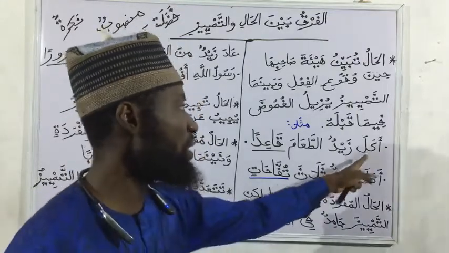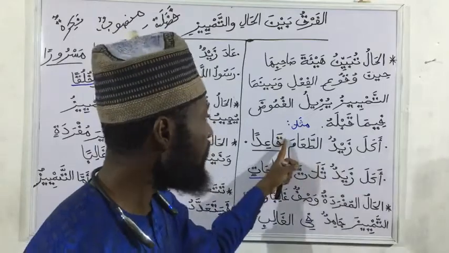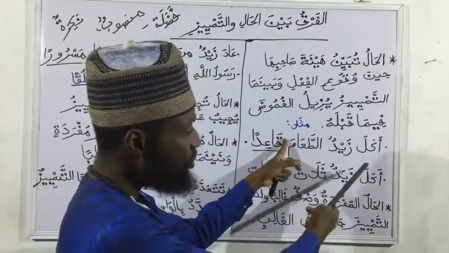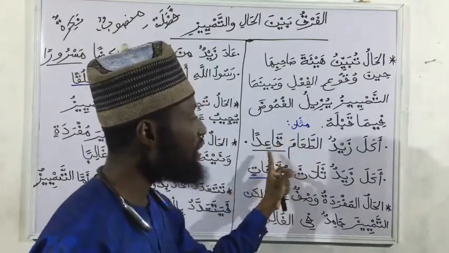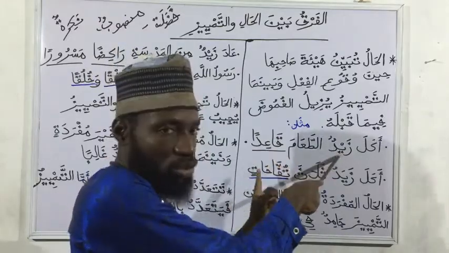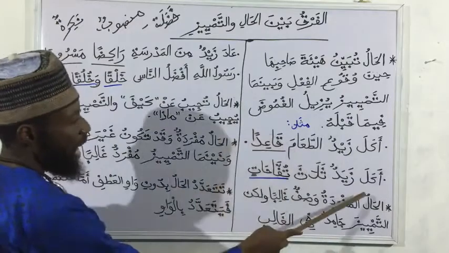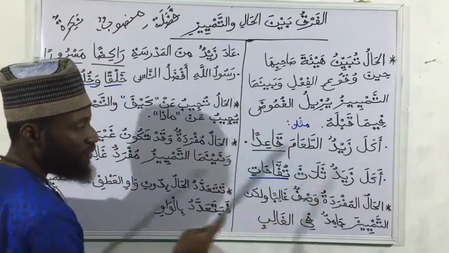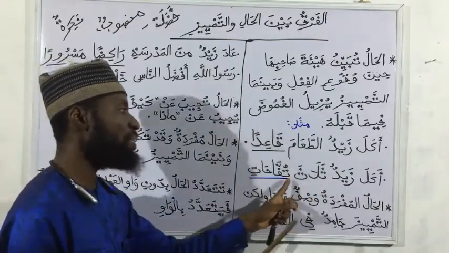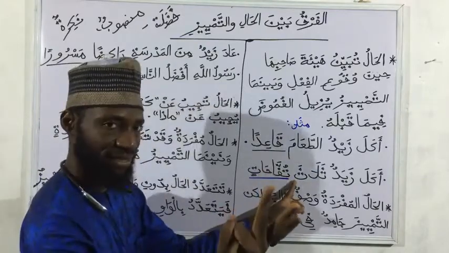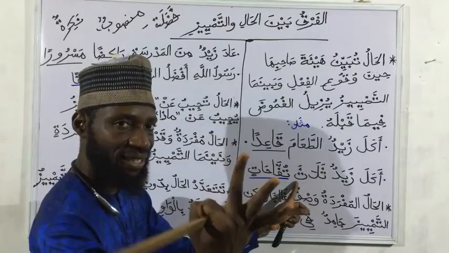The same way, look at this Haal now. Akala zaidun ta'ama. If this qa'idan is not there, this statement is complete. But the qa'idan comes and gives us the state of the sahibul Haal. Also, this is our Tamyeez too. Look at it. Akala zaidun thalatha. If I stop at thalatha, this will mean what? Zaid ate 3. Zaid ate 3.